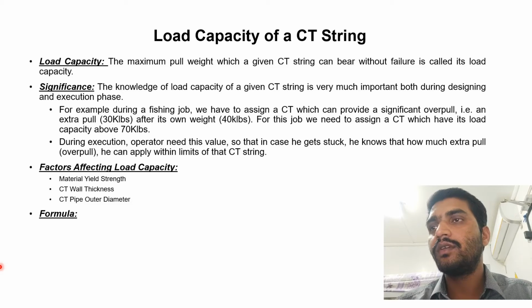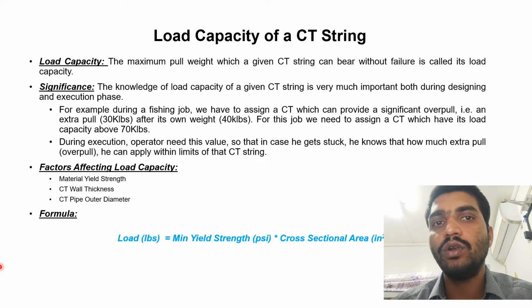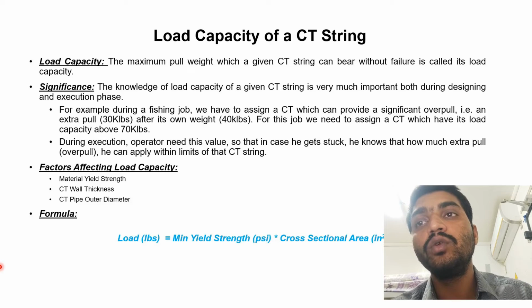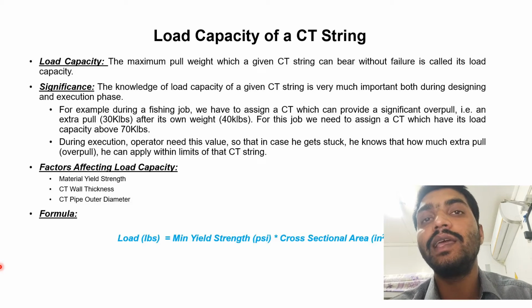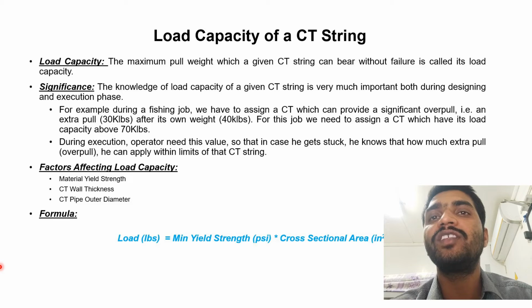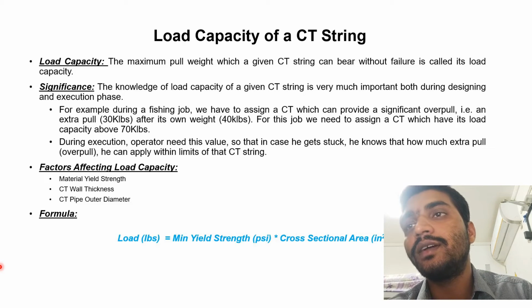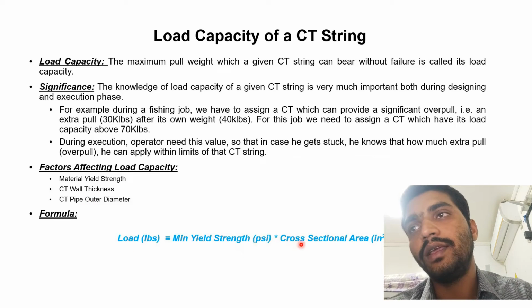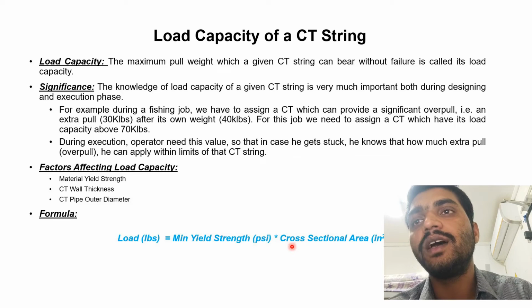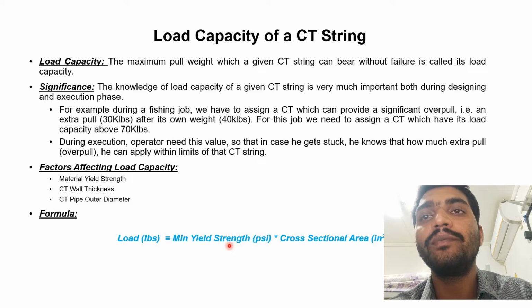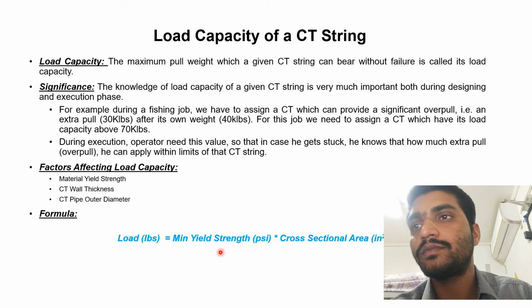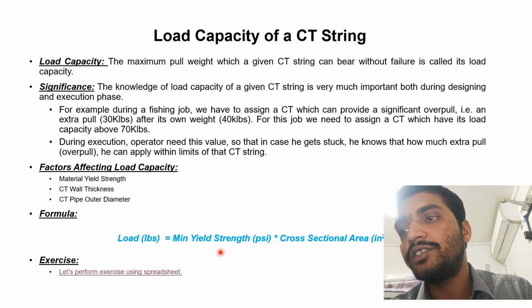Now we'll see the formula to calculate the load capacity of the CT string. Load in pounds is equal to minimum yield strength in PSI times cross sectional area in square inches. It is simply the formula of pressure rearranged, that is, pressure is equal to force per unit area. So this is basically force or load, this is the cross sectional area, and this is the yield strength, which has the unit of pressure, that is PSI. Now we'll perform the exercise with the help of this spreadsheet.